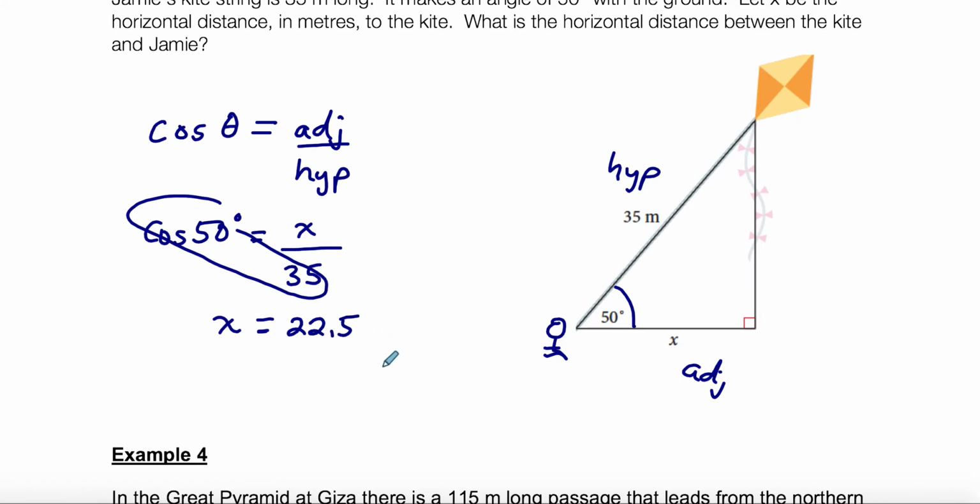Remember that you need to be in degrees when you're working in trigonometry, so double check your calculator that the mode is set to degrees. You might have a little d or a little DEG on your screen. So therefore, the horizontal distance is 22.5 meters.